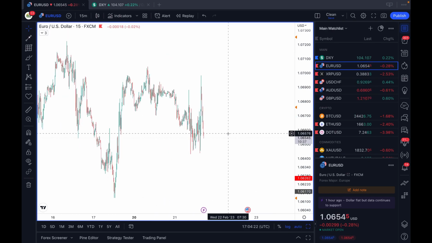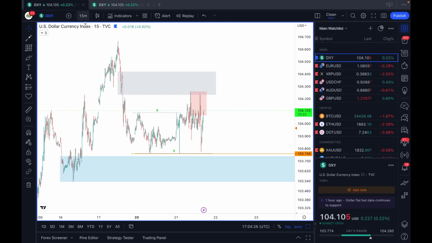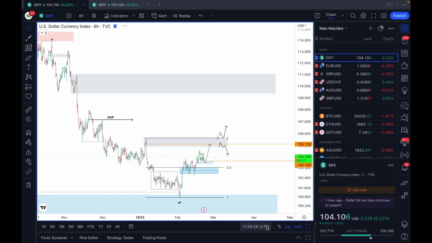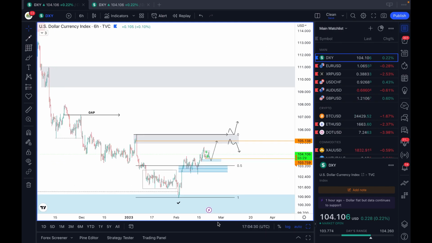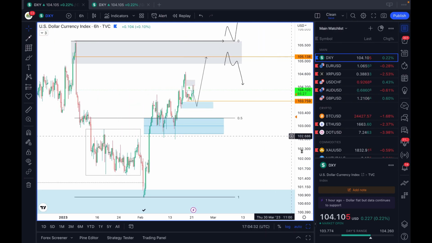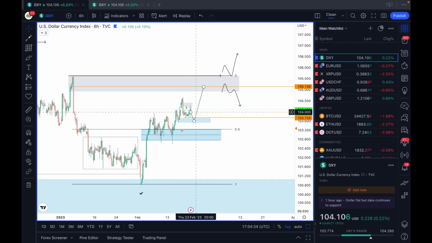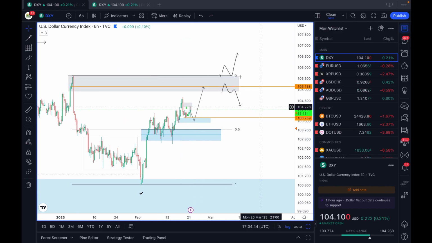Before I deep dive into EU on a cleaner chart, I'm first going to go over DXY, because this was based off the DXY intraday movements. This is my bias for the DXY coming in for this week. I'm expecting to see price come back down into this demand region of 1.03 before we see a flush into the highs of 1.05. That is going to be a break or bounce scenario.